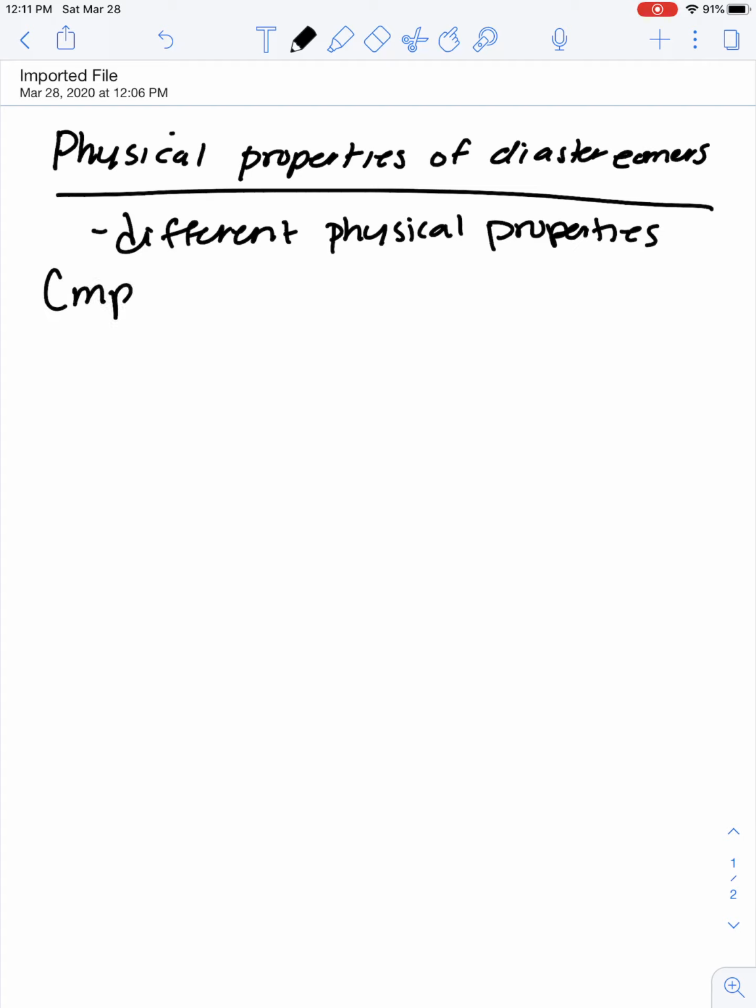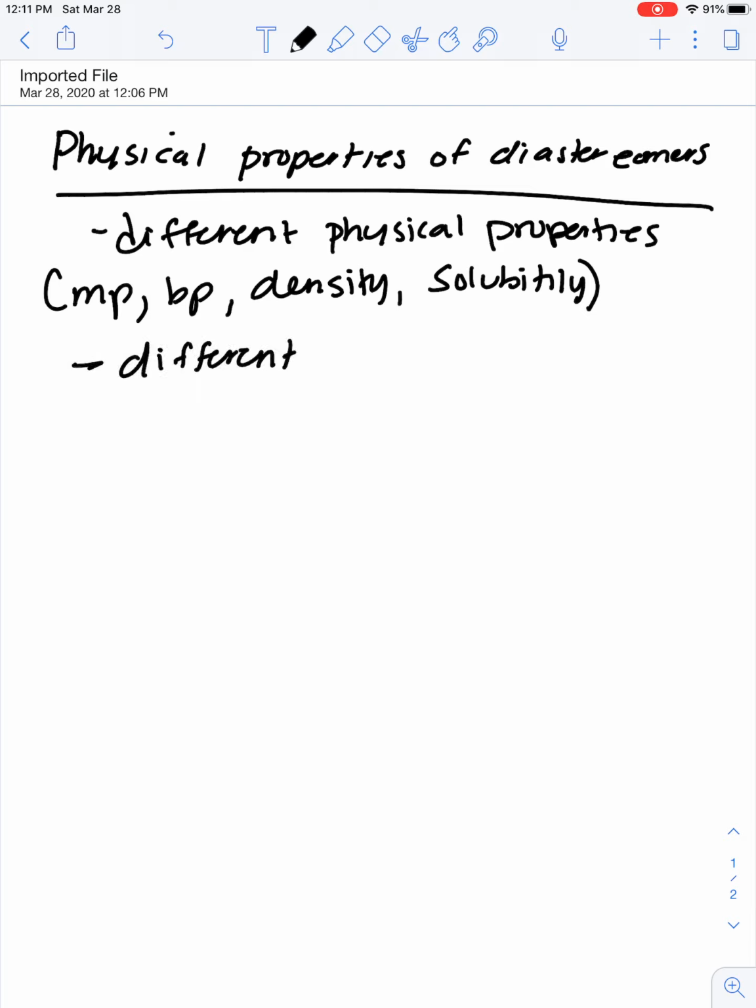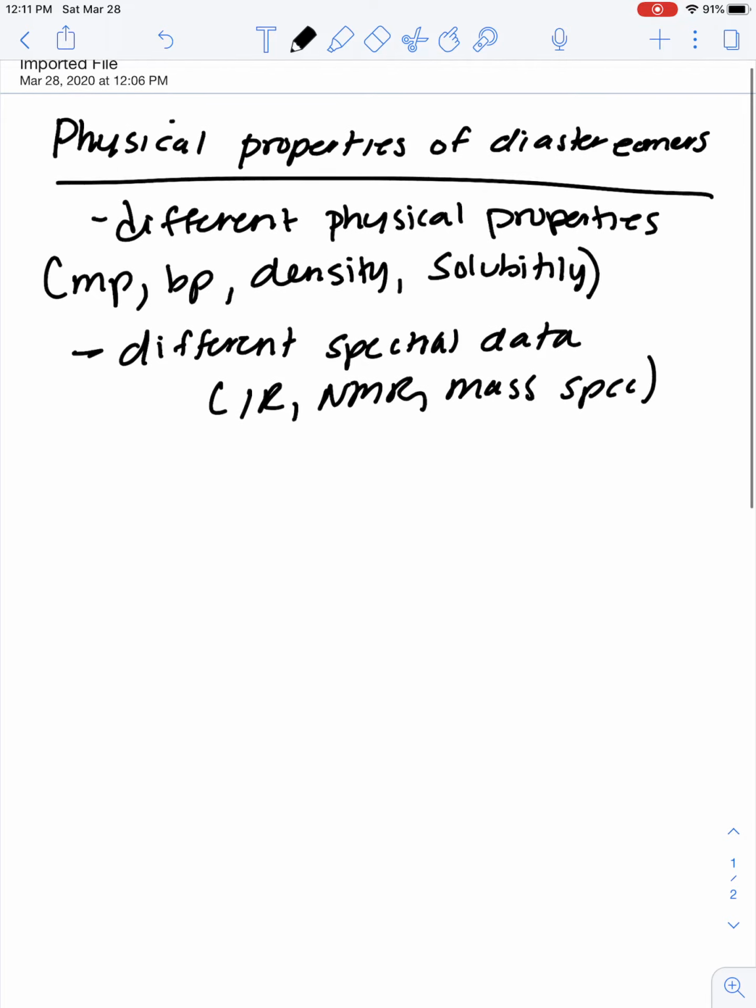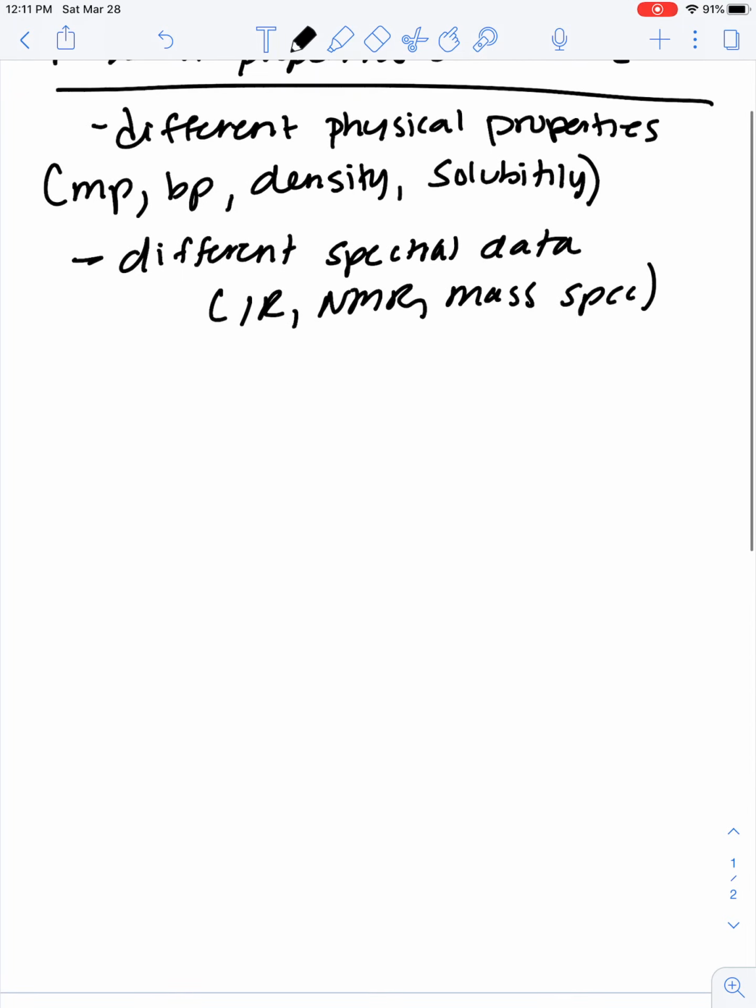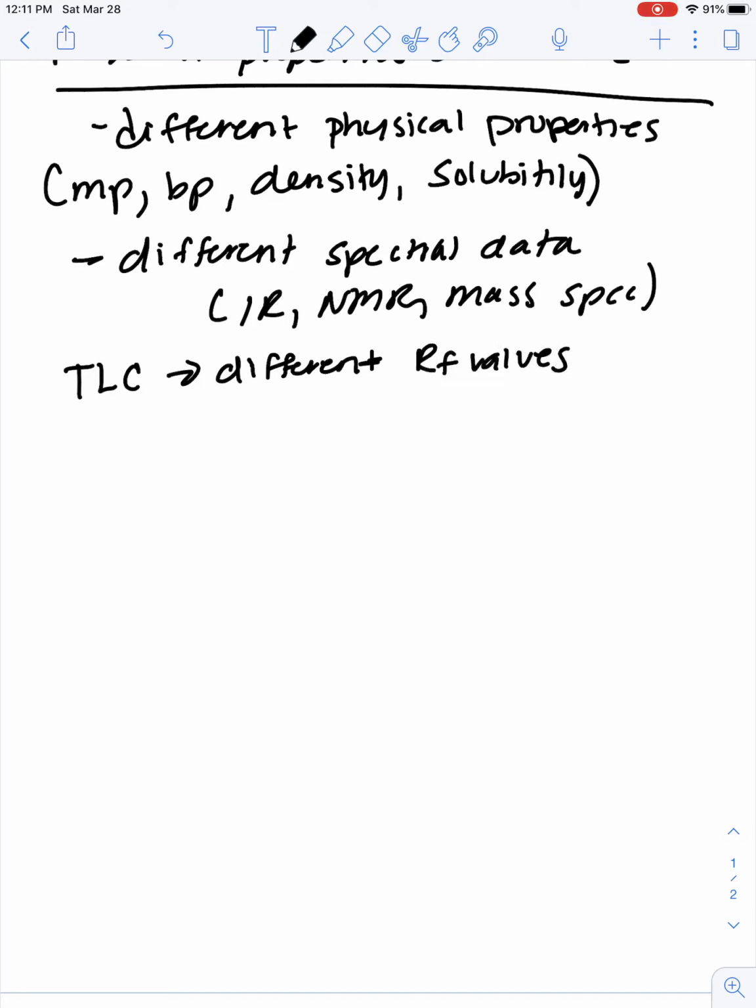So some physical properties that would be different would be melting point, boiling point, density, solubility, etc. They also will have different spectral data, something like IR, NMR, mass spec, etc. So what you'll look at in lab this week, you'll look at TLC. So diastereomers will have different Rf values. So this is based on differences in polarity.